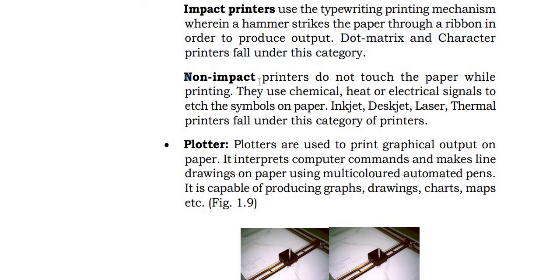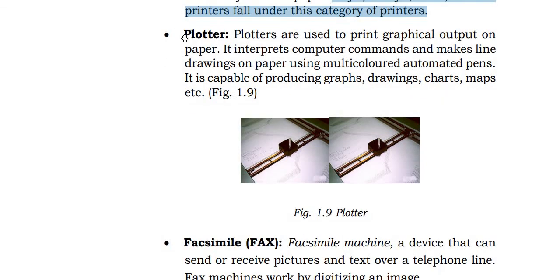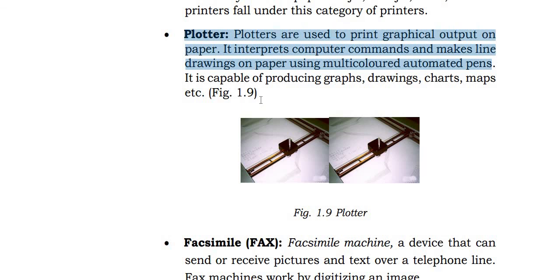Non-impact printers do not touch the paper while printing. They use chemical, heat, or electrical signals to etch the symbols on paper. Inkjet, deskjet, laser, thermal printers fall under this category of printers. Plotter. Plotters are used to print graphical output on paper. It interprets computer commands and makes line drawings on paper using multicolored automated pens. It is capable of producing graphs, drawings, charts, maps, etc.